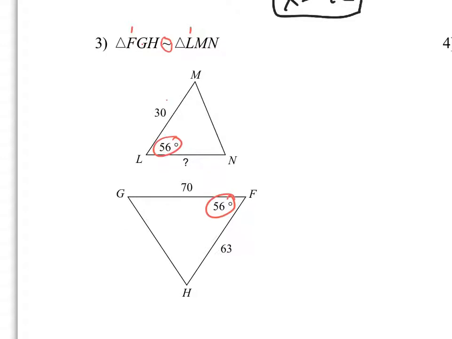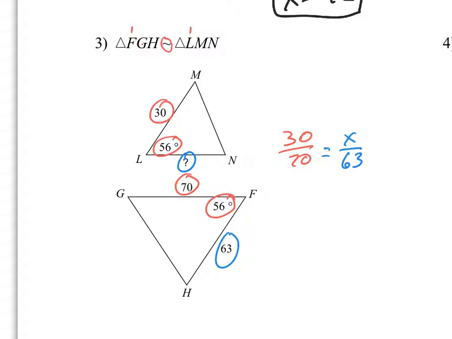Let's start with the 30. 30 is on LM, and LM is my first and second letter, so it matches with FG, which is our 70. We have 30 matching with 70. And then our missing side is going to match up with LN, which is our first and third, so it matches with FH, which is a 63.